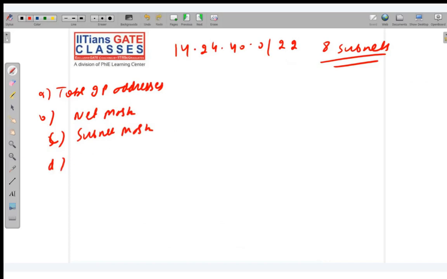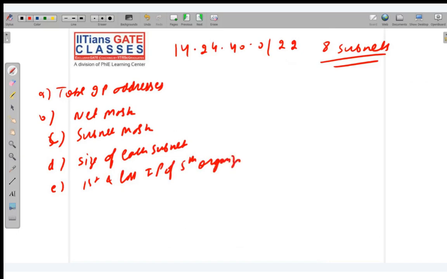Size of subnet, I can write like this also. They can twist the question whatever way they want. Size of each subnet. And the last, for 8 subnets listing everything would be lengthier, so I will say first and last IP of, say, the 5th organization. Okay, now we will try to solve these questions.